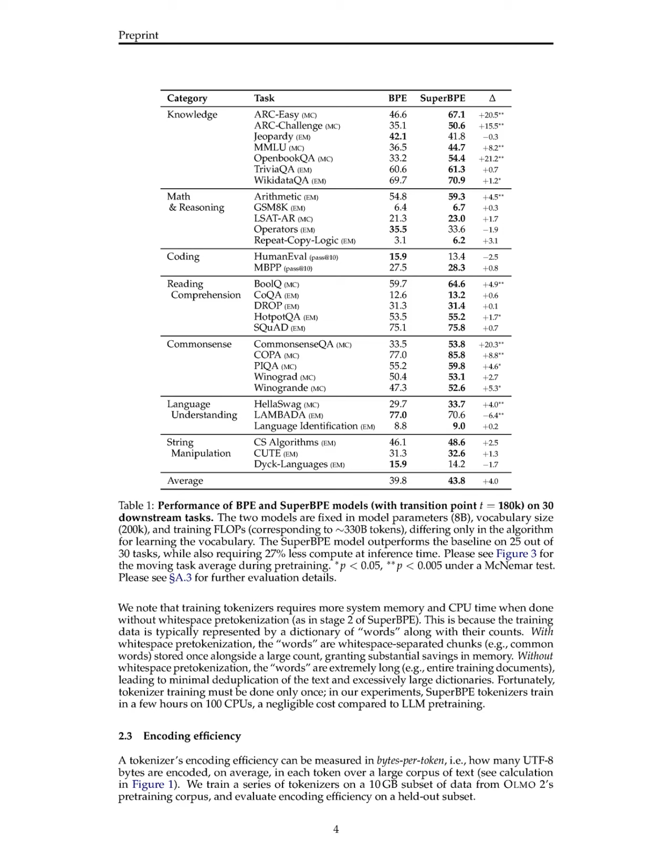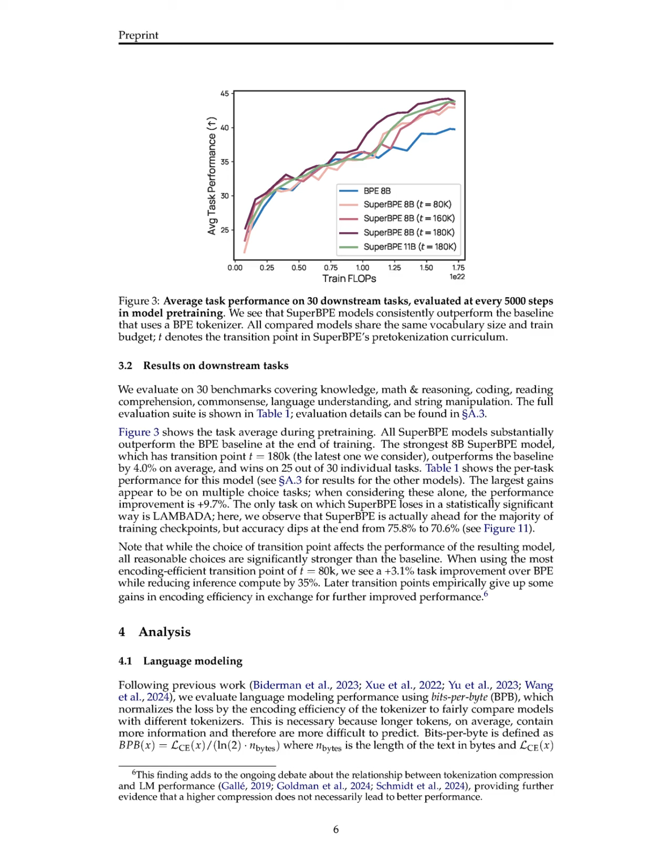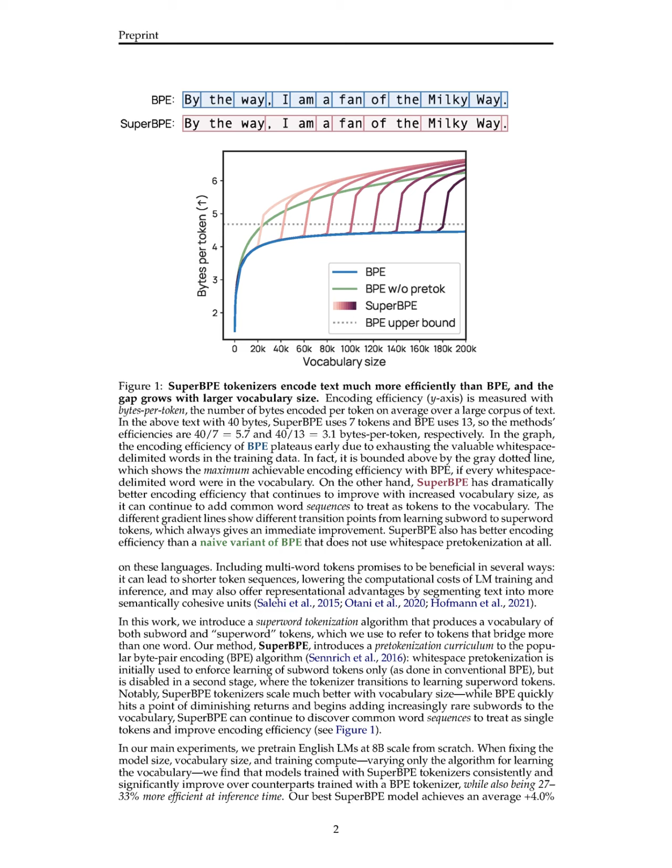Secondly, SuperBPE improves accuracy as evidenced by a consistent +4.0% performance increase across 30 downstream tasks, including notable gains of +8.2% on MMLU and winning on 25 out of 30 tasks. Additionally, SuperBPE is 27 to 33% more efficient at inference time, which translates to lower computational resource requirements during model deployment.